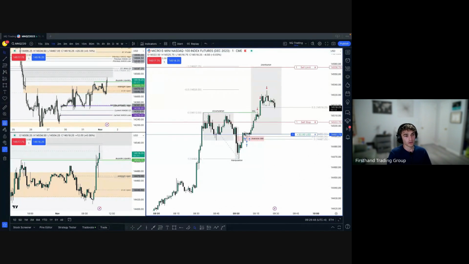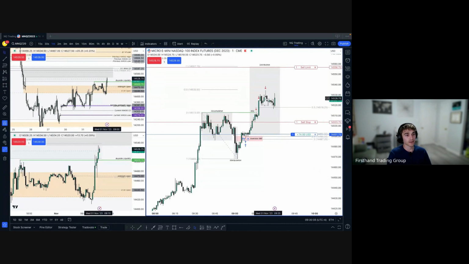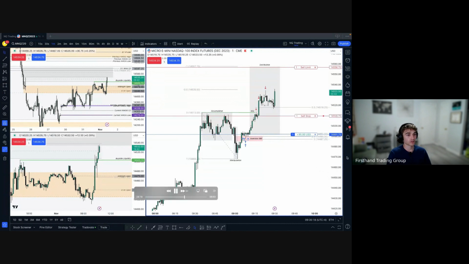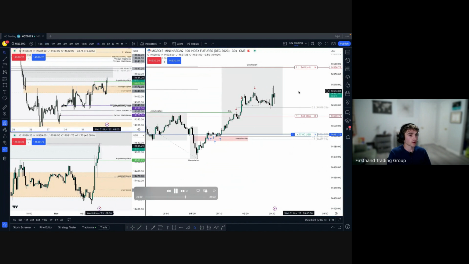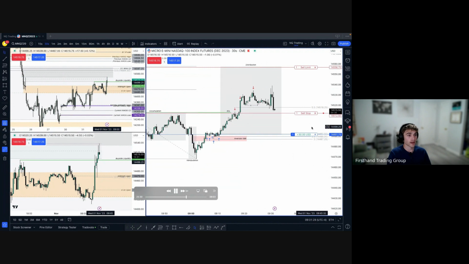Dropping down into the consequent encroachment. See how the body closes above that consequent encroachment and then immediately ripping higher. Now the 9:30 open is hitting right here. My stop goes up, still below this inefficiency right here though. So allowing that to trade if price does run back below the low one more time.